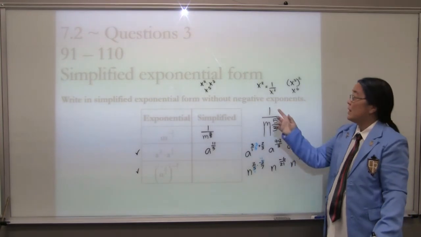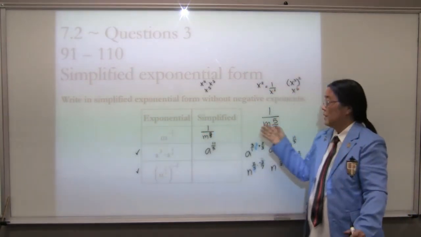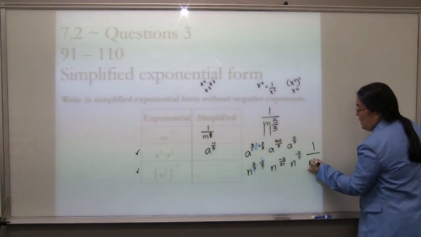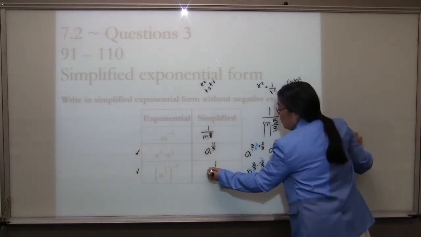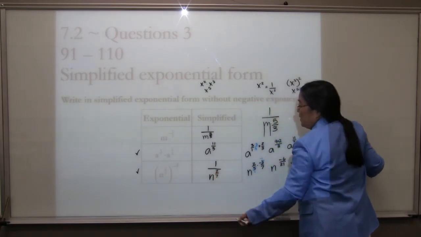How did we deal with that? This is how we dealt with it. It goes to the other side of the vinculum with a 1 on the top and an n to the 2/7 on the bottom. So the answer is a 1 on the top with an n to the 2/7 on the bottom.